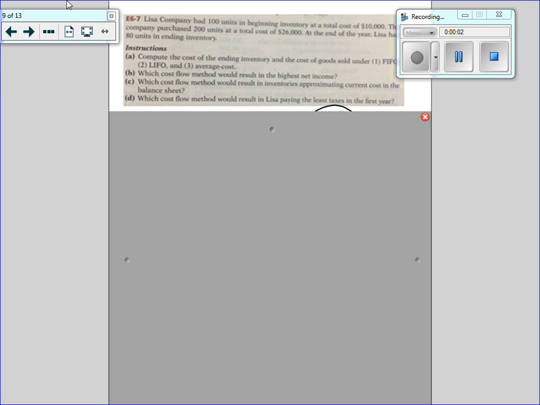Okay, we're going to put to the test what we've learned in the last week regarding FIFO, LIFO, and average: calculating them and analyzing them. You'll probably want that cheat sheet handy.